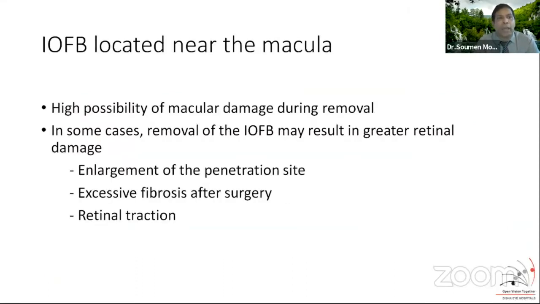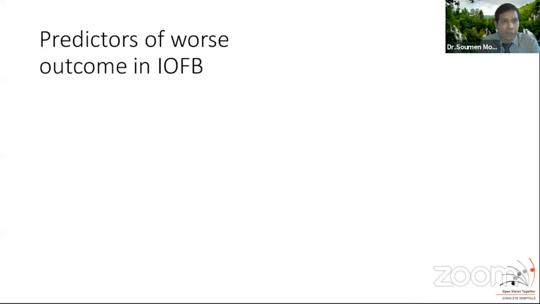I'll be speaking about IOFB, macular IOFB. If an intraocular foreign body is located near the macula, there's a high possibility of macular damage, and the damage is more so during removal. We'll have to be very careful during removal because there might be enlargement of the penetration site, excessive fibrosis after surgery, and retinal trauma.